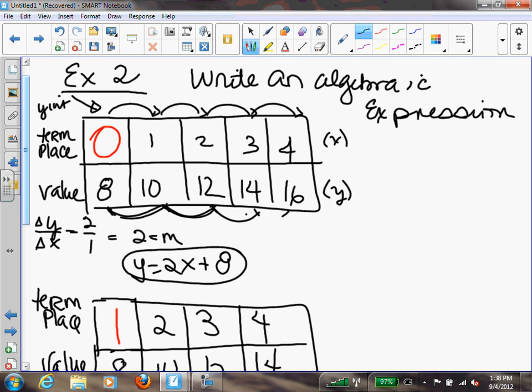Wait, how did you get that the slope is 2? Because I'm going up by 2, so my difference is 2 over the difference of 1. Oh, okay. Change in my y's. I'm constantly going up by the same amount. My x's are going up by the same amount. They're changing by 1's, and the y's are changing by 2's. Does that make sense? Okay.